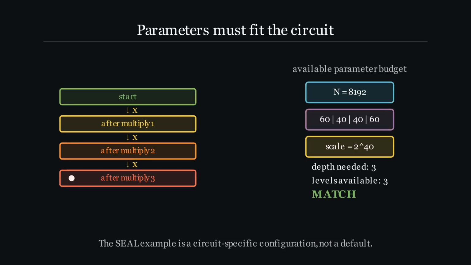The comparison at the bottom makes the decision explicit. Depth needed is 3, levels available is 3, so the example reports a match. This does not make the configuration universal. A different model, security target, or precision requirement may need another degree, modulus chain, or scale. Parameters must be selected from the planned circuit, not copied blindly.